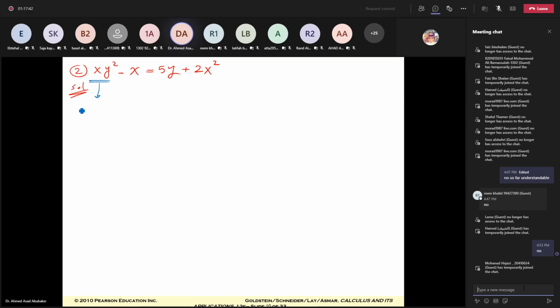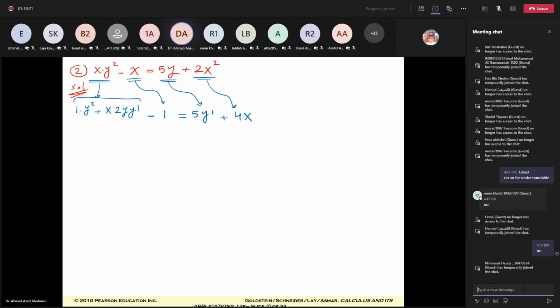Multiplication, so the first derivative multiplied by the second plus the first multiplied by the derivative of the second: 2y y′, minus the derivative of negative x, which is negative 1, equals the derivative of 5y, which is 5y′, plus the derivative of 2x², which is 4x. Okay, this is the derivative of a product because this is a product.